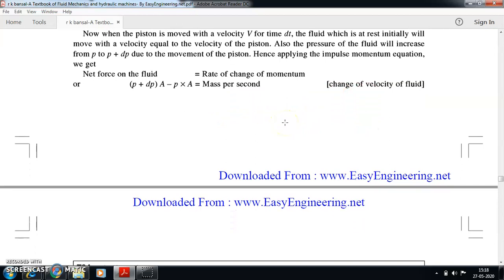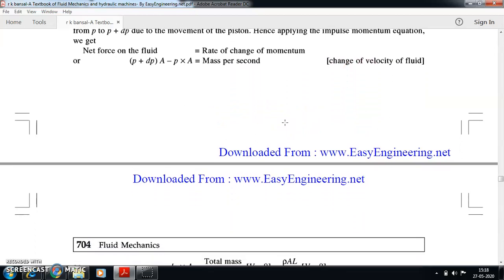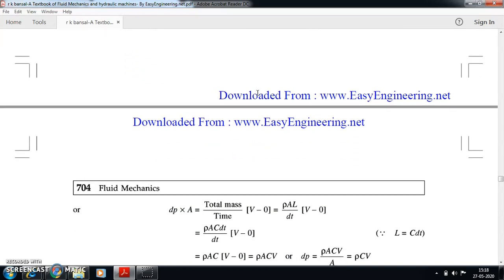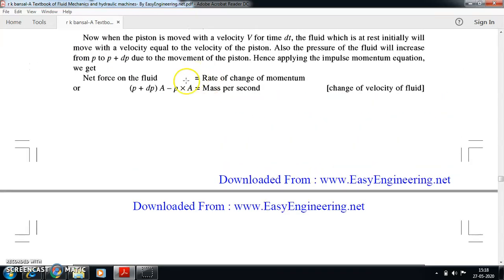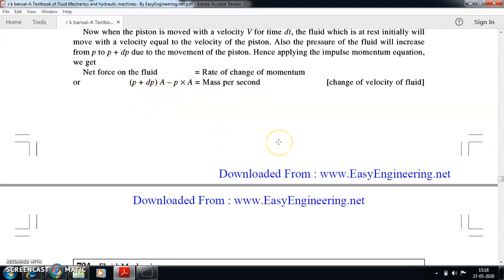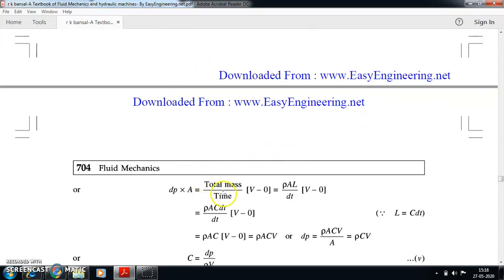The net force is, okay, initially it is pressure P, which is changing to P plus dP. Use the pressure equation, force divided by area, so the force will be pressure into area. So P plus dP into A minus P into A. If you solve this, taking A inside, PA and PA get cancelled. So dP into A remains. So we are writing dP into A.